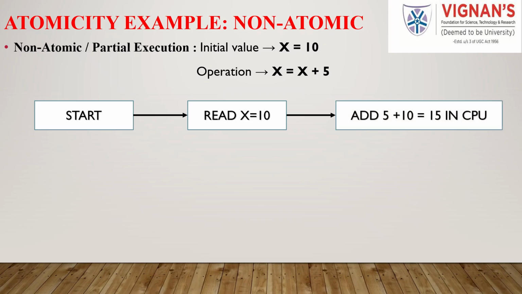Then, the updation in CPU block appears. The CPU performs the addition and calculates the new value as 15. However, this updated value exists only inside the CPU. The main memory still contains the old value x equals 10.